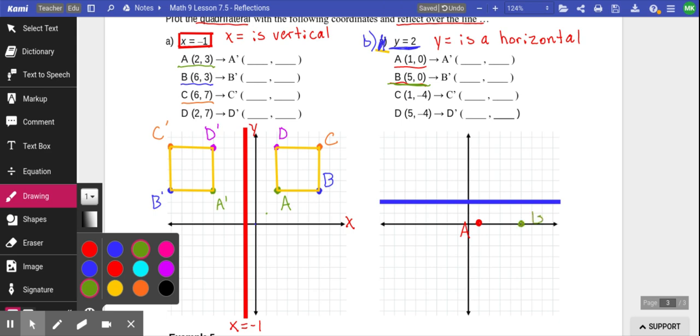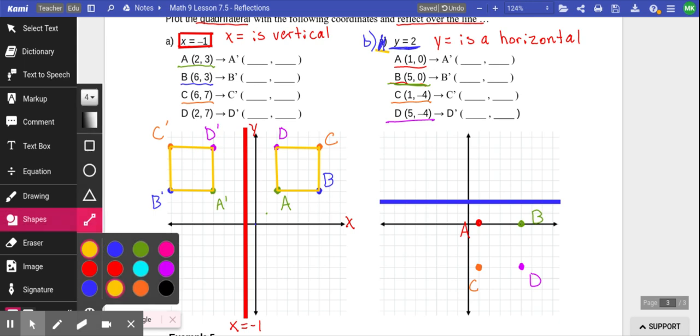B is right there. C is at 1 to the right, -4 down. So 1 to the right, and then 1, 2, 3, 4. That is where C is. And D is 5 to the right, and then 4 down. 5 to the right, 4 down is right there. If you want to make that into a quadrilateral, which just means a four-sided shape, my quadrilateral would look like this.